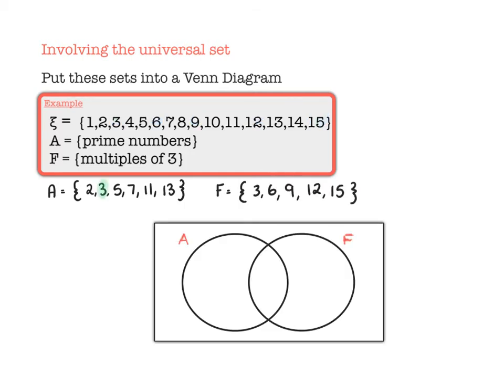Now you just need to do the same as before and put them into a Venn diagram. So first of all, we've got a common number in both, which is 3. So that's going to go in our intersection. All of the numbers left over that I've highlighted there in blue need to go into the A circle. And all of the ones in yellow need to go into the F circle.